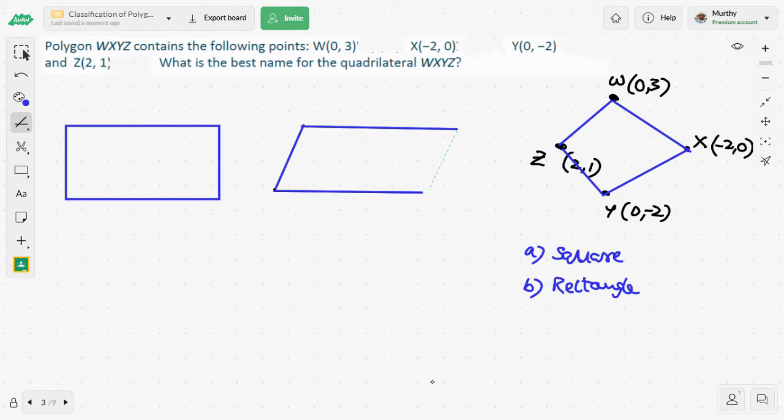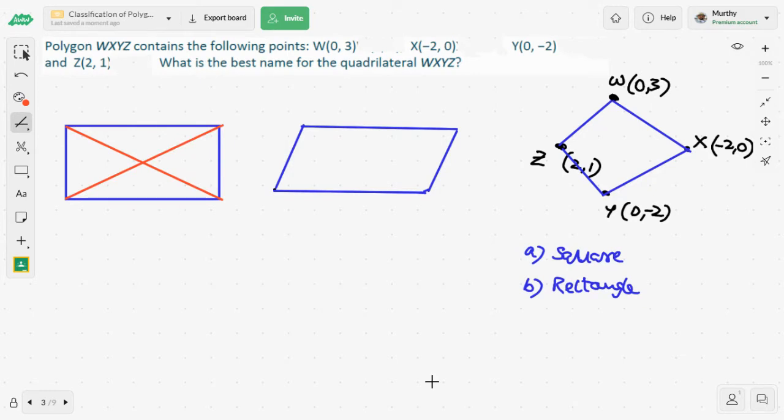So this is a parallelogram, right? And you see that the main difference between these two is the corners are not at 90 degrees. Here you can compute their slopes and check whether the corners are at 90 degrees or not. That is one option. And the second option is to find the length of diagonals. Find the length of diagonals.